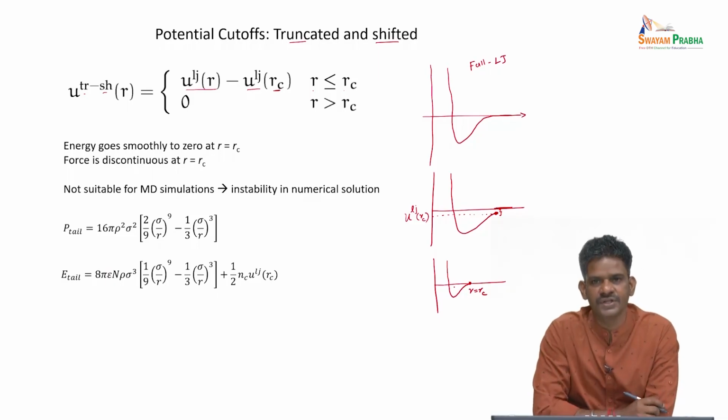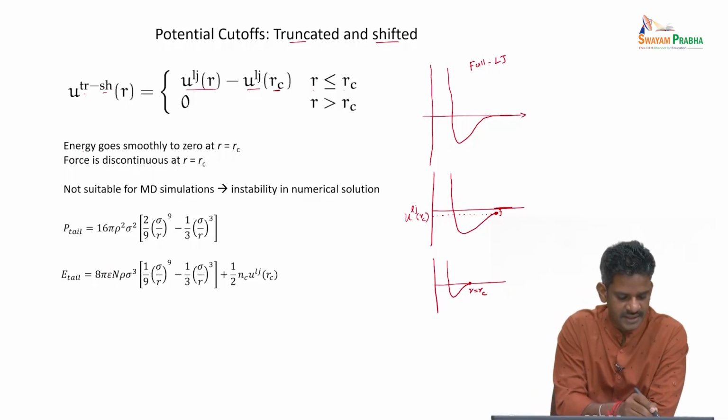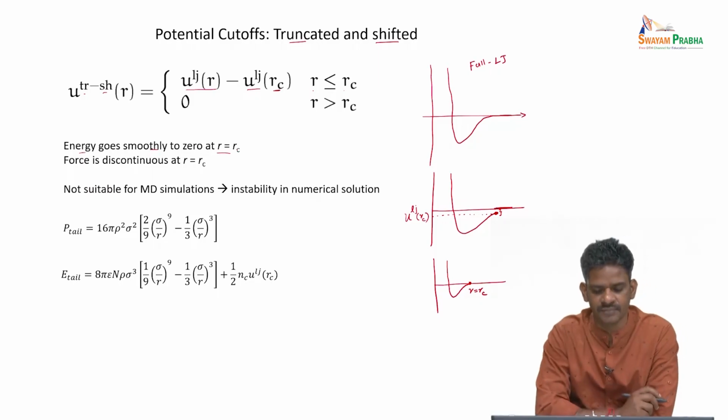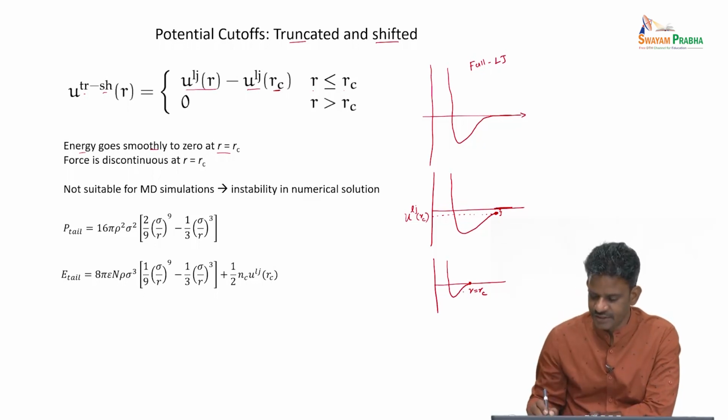So, what is the advantage of doing this? We can see that in this approach the energy smoothly goes to 0 at r equal to rc because of this additional shifting. So, in this simulation then we do not have a problem of energy convergence inside the simulations. However, we want to do simulation with this potential, but we are actually doing simulation with this potential. So, the property would be different between these two, and that has to be corrected as well.